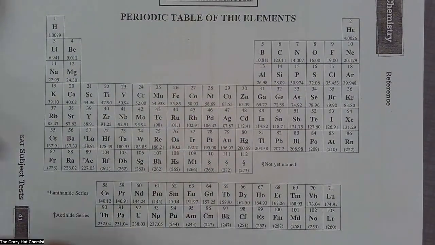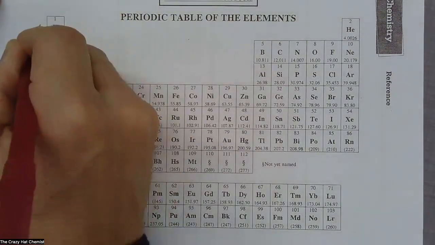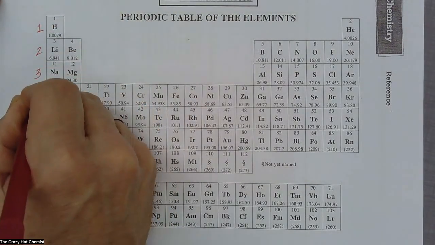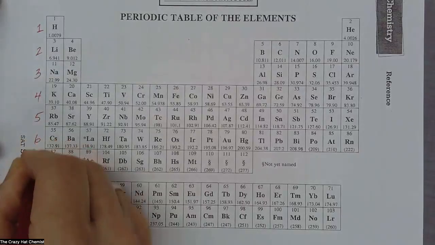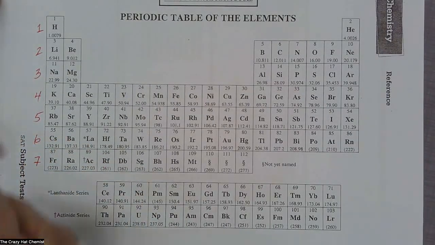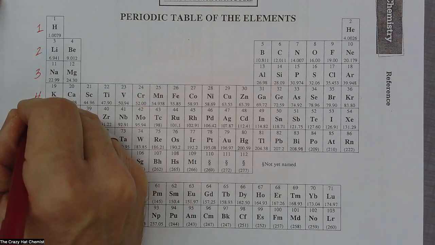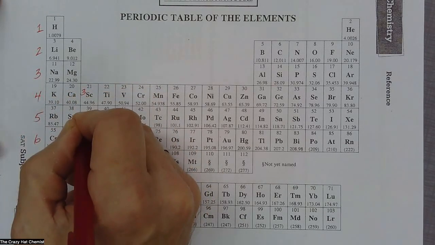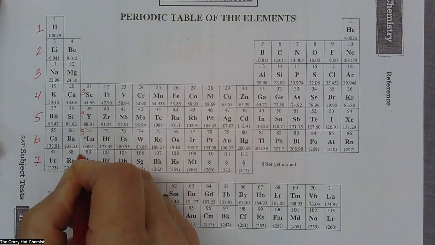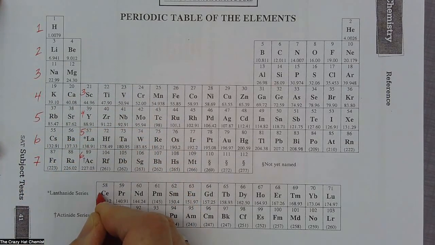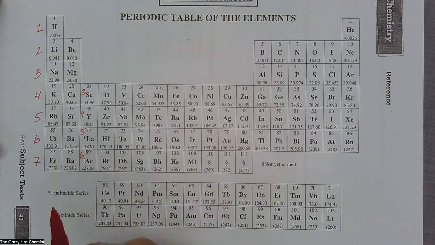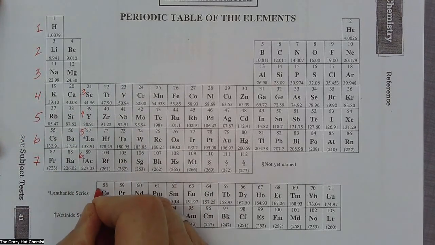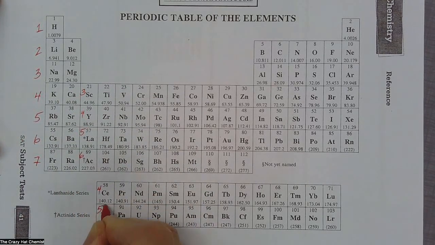Principal quantum number 1, 2, 3, 4, 5, 6, and 7. This goes with the s's and the p's. The d's are one less than the period, so this is a 3d, a 4d, a 5d, and a 6d. The f's are one less than the d's, or two less than the period, so this is a 4f and a 5f.